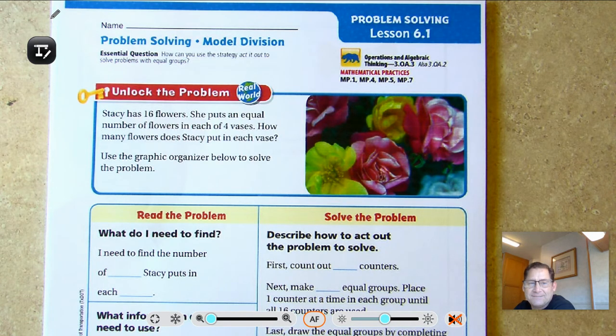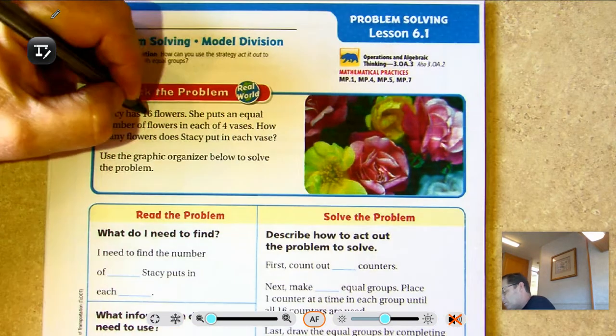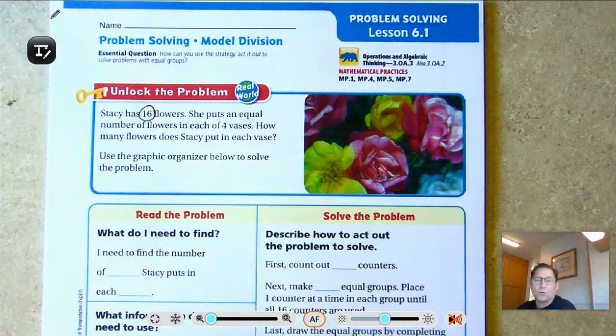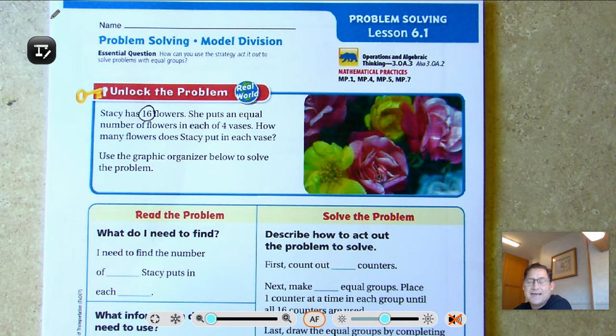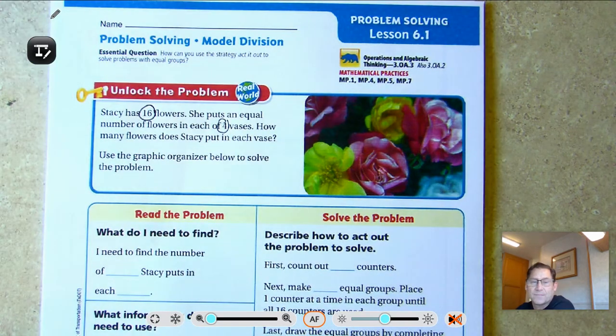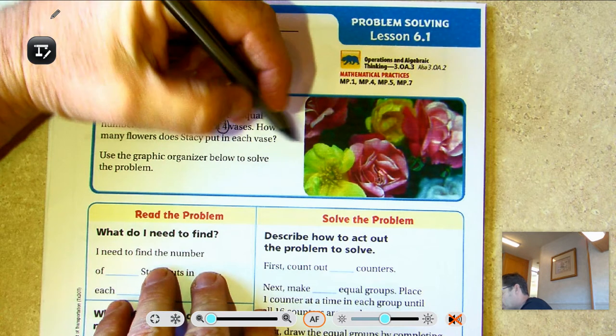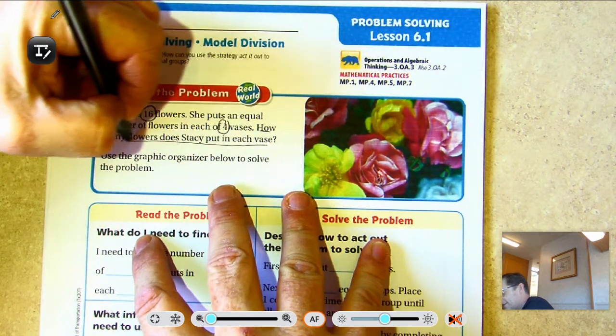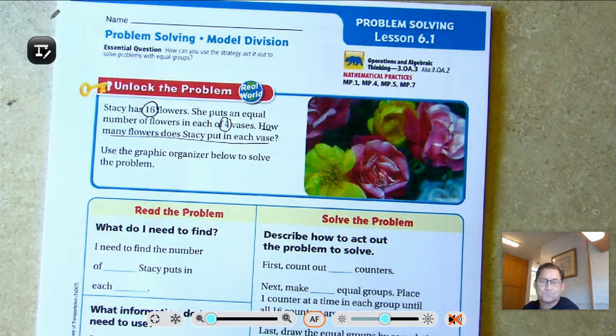Stacy has 16 flowers. She puts an equal number of flowers in each of 4 vases. How many flowers does Stacy put in each vase? Use the graphic organizer below to solve the problem. So we know she has 16 total flowers. She's going to take those 16 flowers and share them equally into 4 vases. How many flowers does she put in each vase?